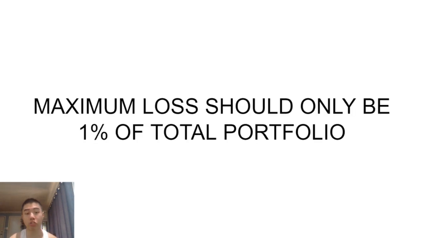So, maximum loss should be only 1% of total portfolio. That's the rule of thumb. Meaning, kung 100k port mo, max loss per trade should only be 1% of 100k, which is 1,000. What's the logic behind that? It will take you 100 trades to lose all your money. Kasi 100k port mo. Kung tago 1k lang loss mo, edi 100 times kailangan mangyari yun para ma-wipe out ka, which is highly unlikely.